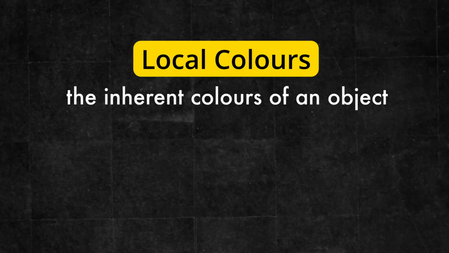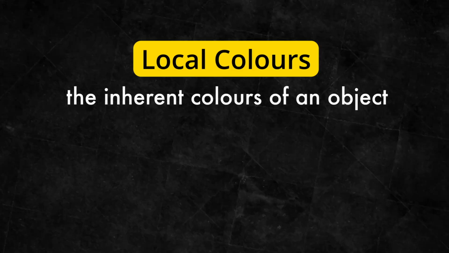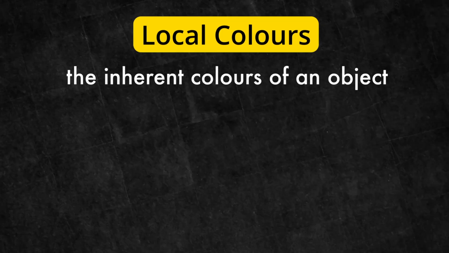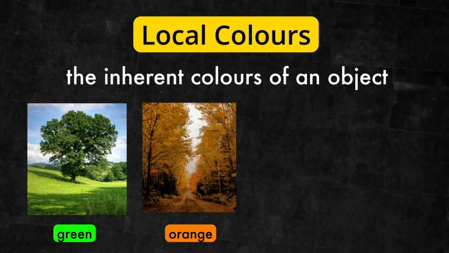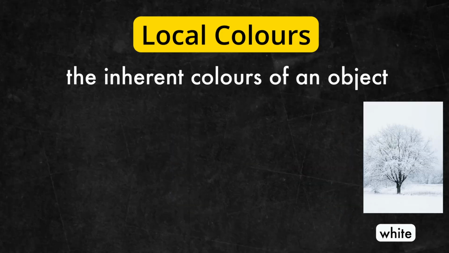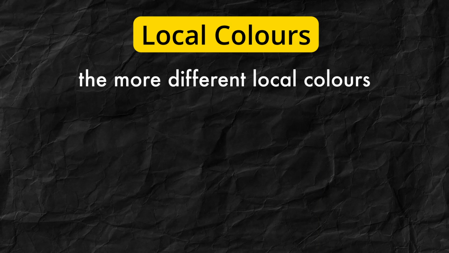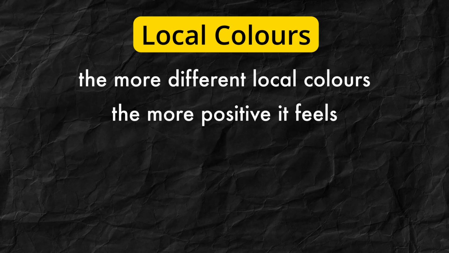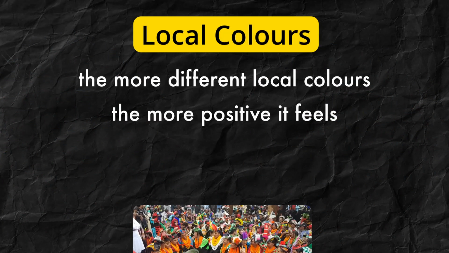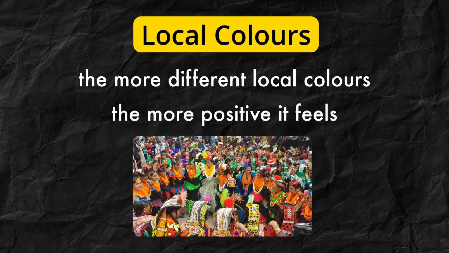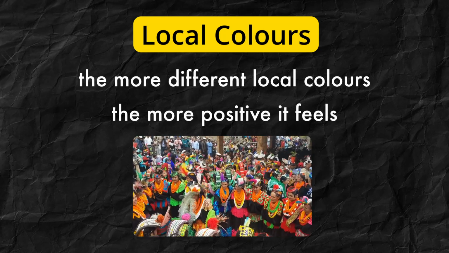Local colors are the inherent colors of an object and are similar to hues. For example, you can have a tree that is green, or orange, or pink, or even white. Typically, the more different local colors in a scene, the more positive it feels. This is why you feel happy when confetti blows, or why festivals always have lots of colors flying around. It just feels more exciting.